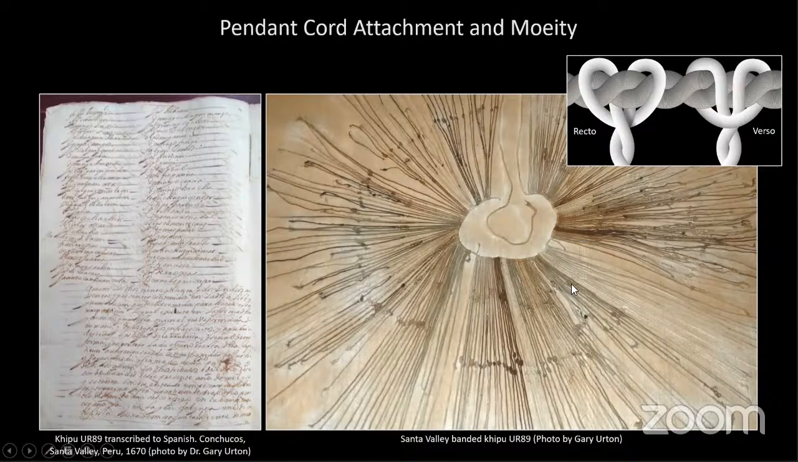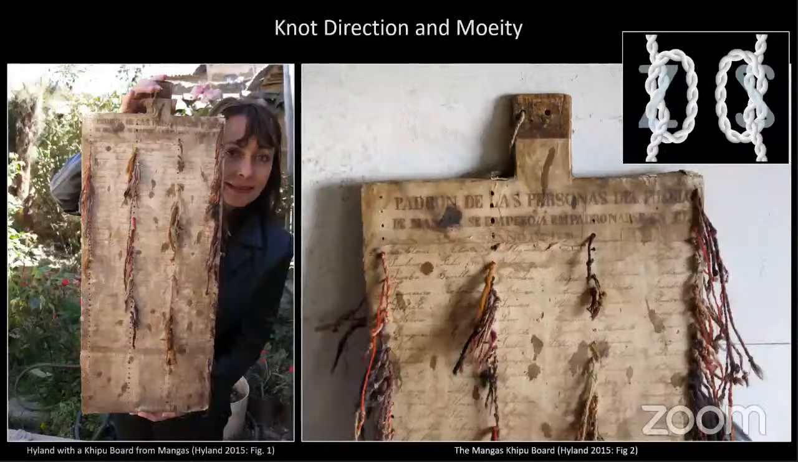It's almost like we have a Rosetta Khipu. Not quite, but close. And again, just so you remember, recto and verso. And Medrano was able to show that these two attributes were mapping moiety affiliations, the upper and lower divisions within Andean society. In other Khipus, however, knot direction instead of cord attachment referred to moiety.